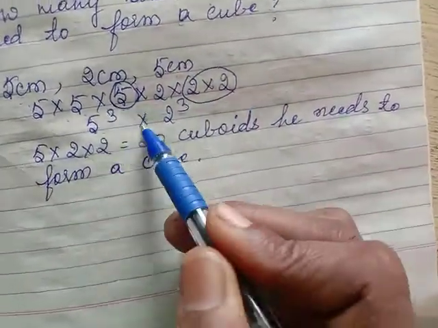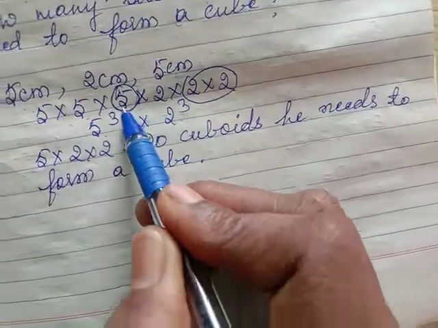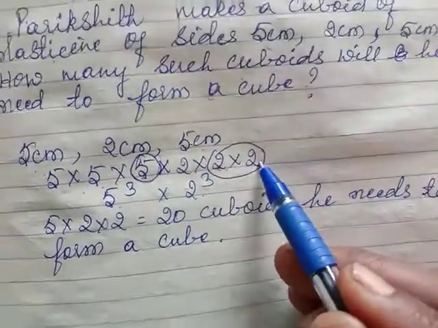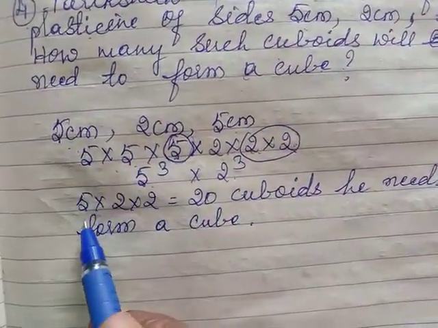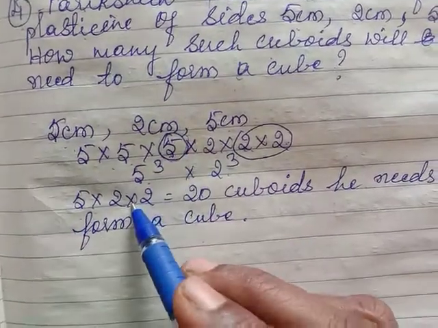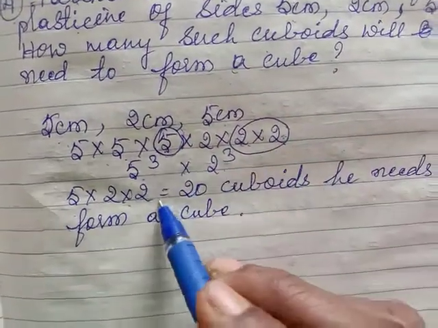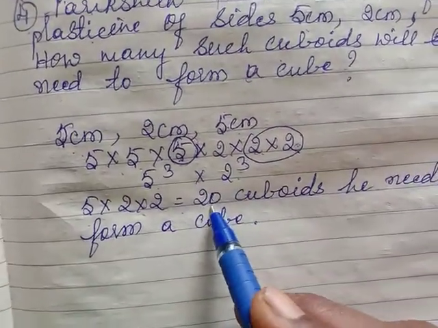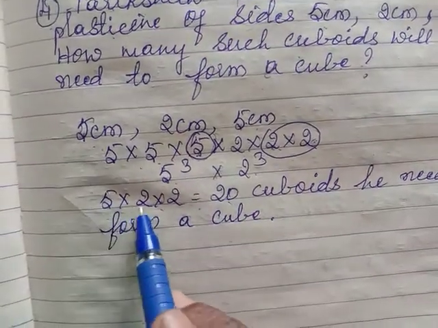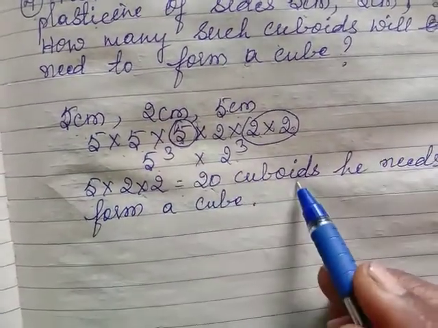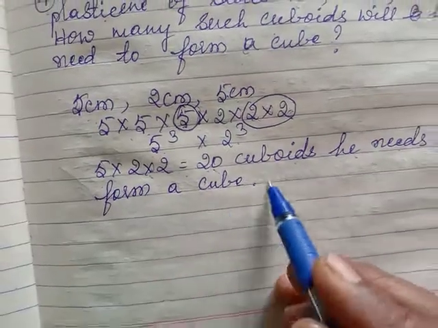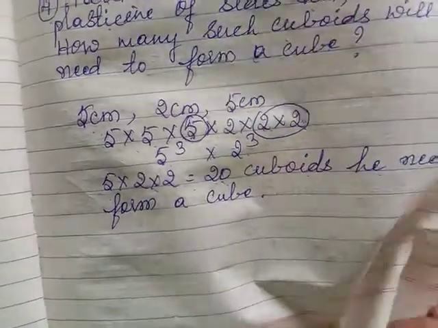So 5 cube into 2 cube. We need this 5 and twice 2 we need. Now 5 into 5 into 2 into 2 is equal to how much? 20. 5 2s are 10, 10 2s are 20. 20 cuboids he needs to form a cube. Okay, this is Exercise 1.1.